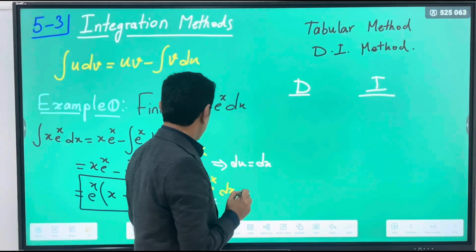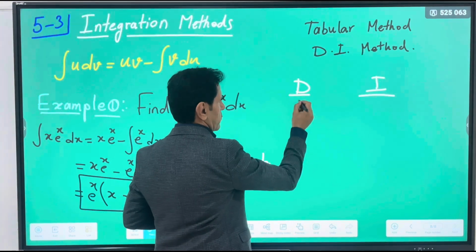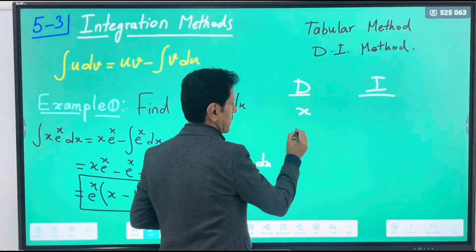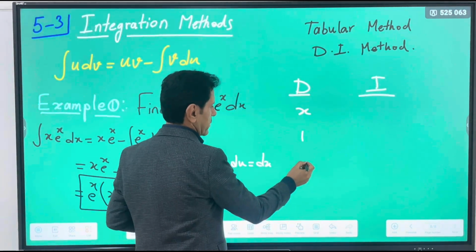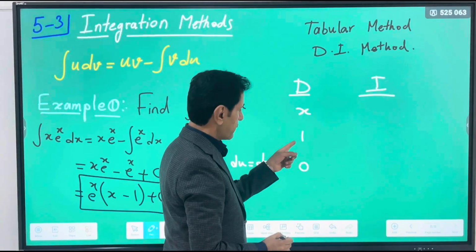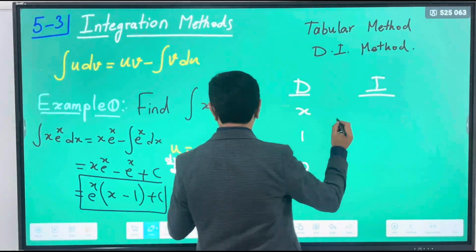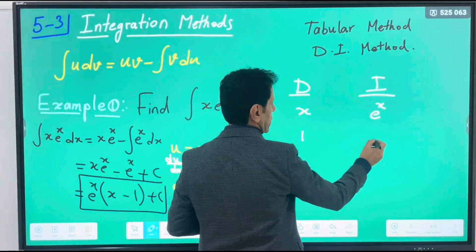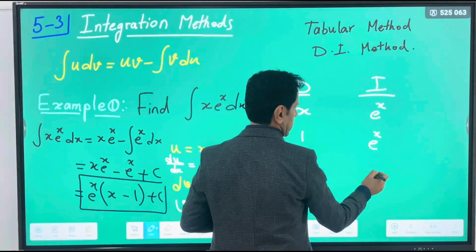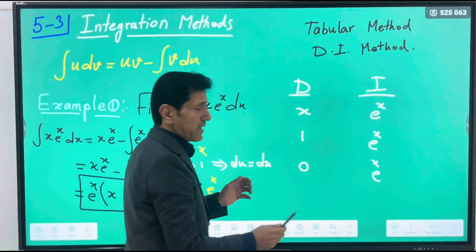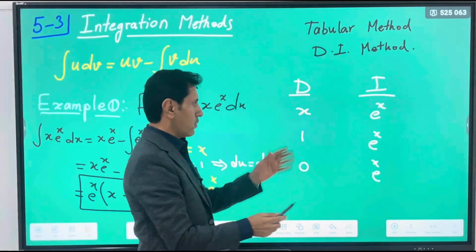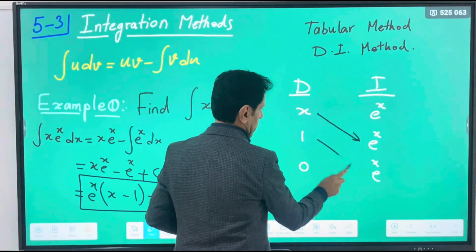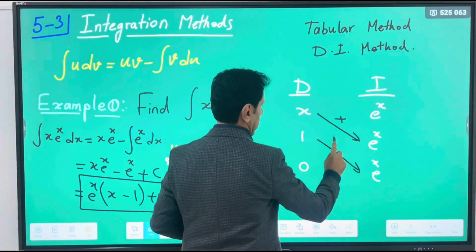Okay? So our differentiation is equal to x. Then we take the differentiation, which is going to be 1. And then we will continue until we get 0, since the derivative of a constant term is 0. And then the integration part, our integration part is e to the power x. Also, you have to take the integration, e to the power x, and then e to the power x. We will make a cross product between these two columns like this, and then the signs will be positive and negative.